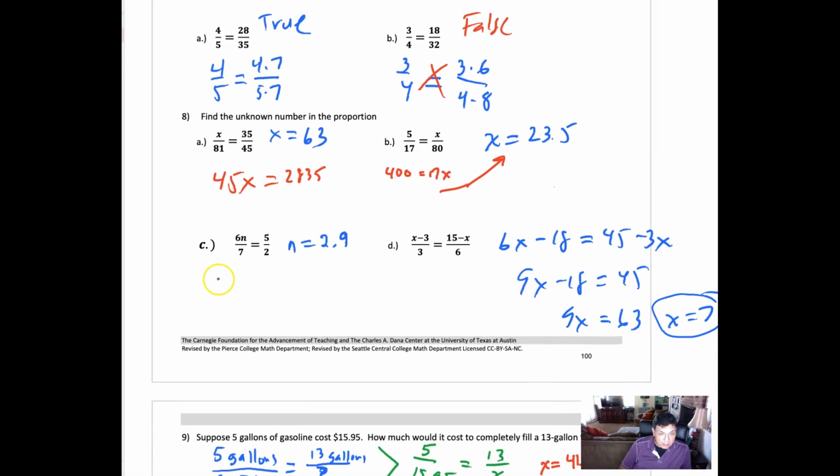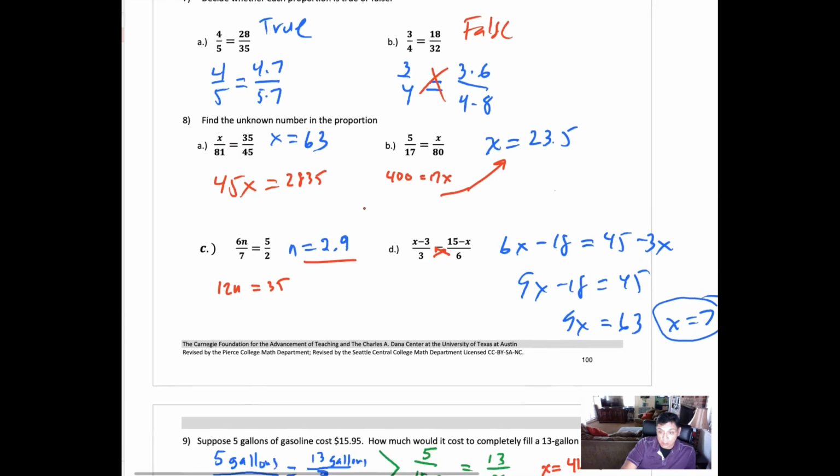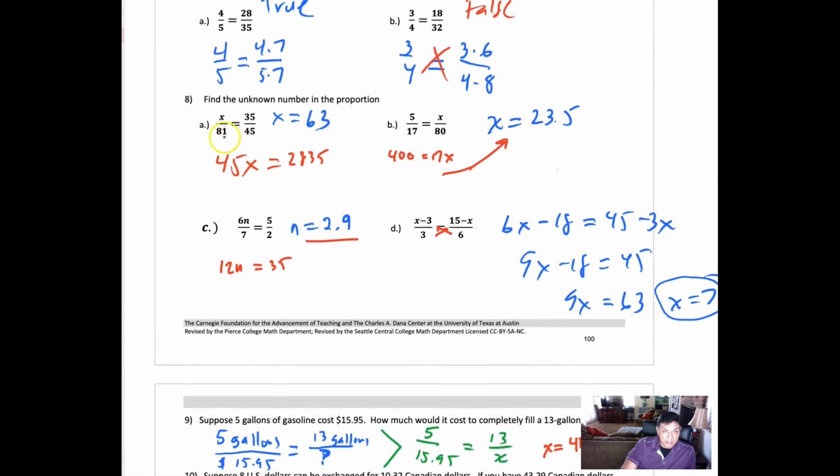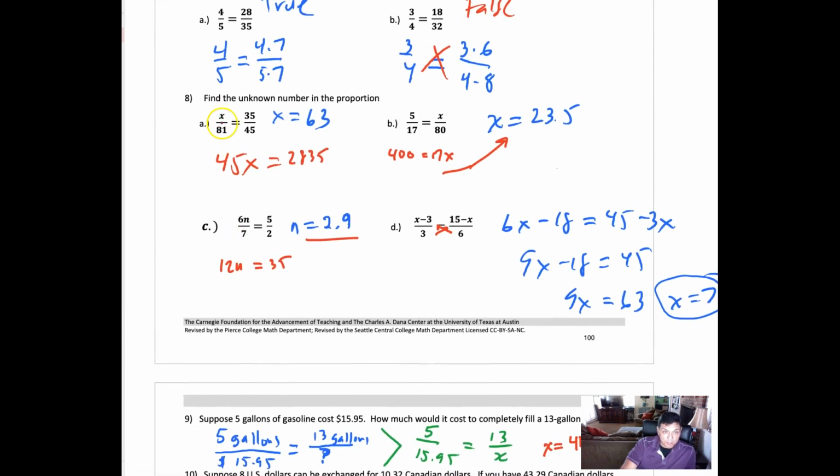In this case, you get 12n is equal to 35, and then you get your n right there. Here, when you cross multiply, notice you end up here and here. This is what you end up with, and then you would solve this equation. So take a look again, but that's the process of solving a proportion when you have an equation, one fraction equal to another fraction.